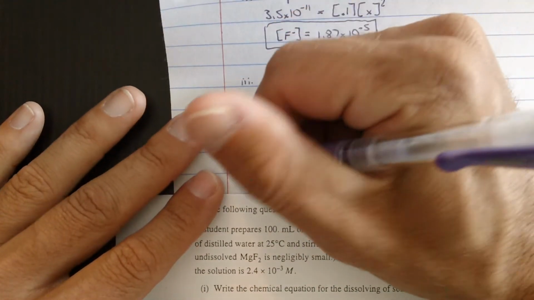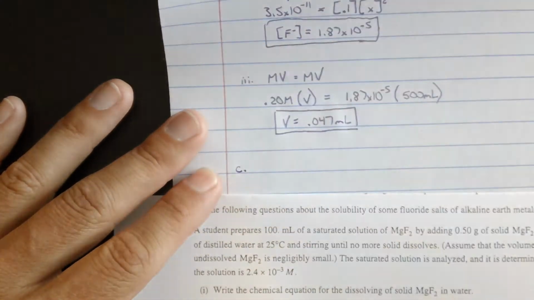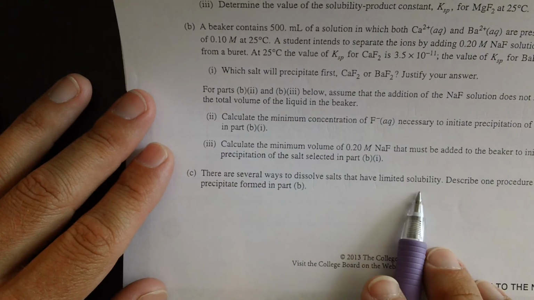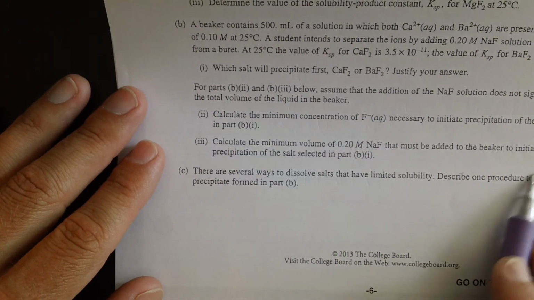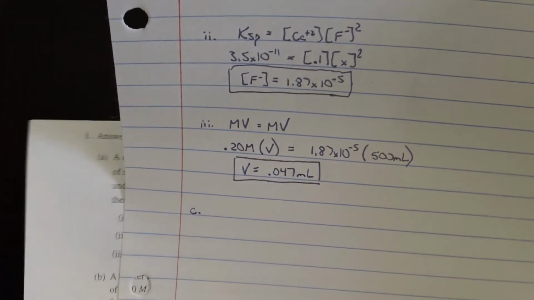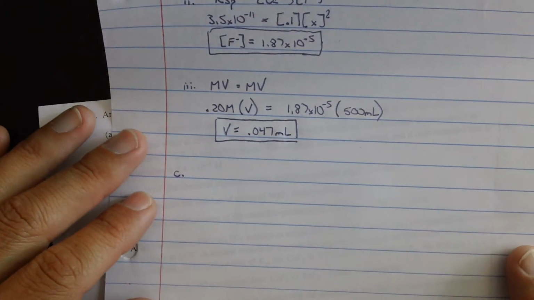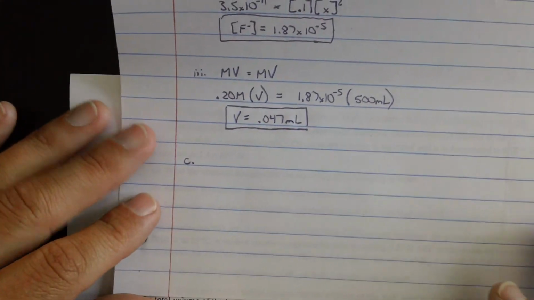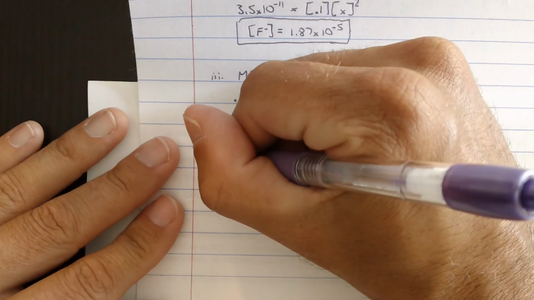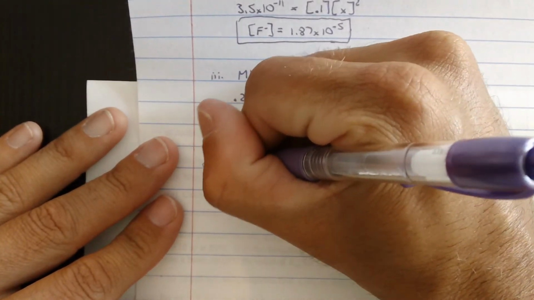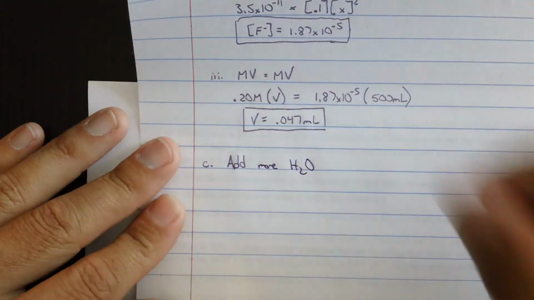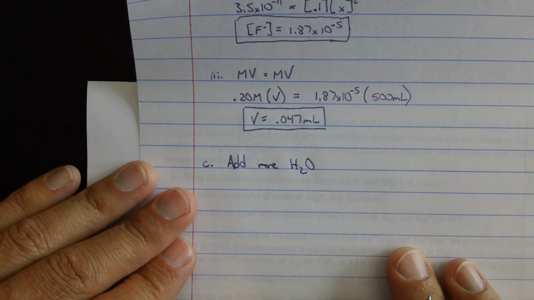And then we got one more. Part C says there are several ways to dissolve salts that have limited solubility. Describe one procedure to redissolve the precipitate that's formed in B. My kids did well with this question, and when we go back over it every year, they do well with it. If you've got some solid and you want to dissolve more solid, the easiest thing to do is add more water. If you add more water, more stuff will dissolve.